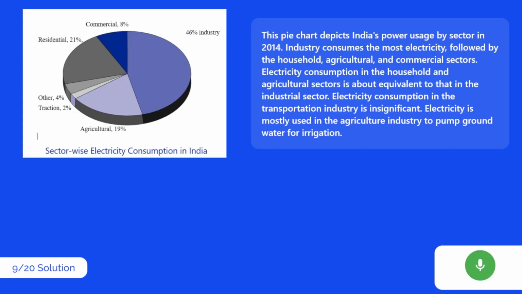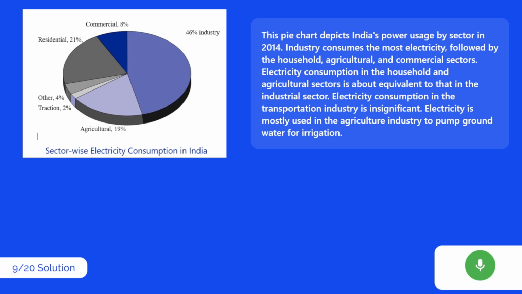This pie chart depicts India's power usage by sector in 2014. Industry consumes the most electricity, followed by the household, agricultural, and commercial sectors. Electricity consumption in the household and agricultural sectors is about equivalent to that in the industrial sector.